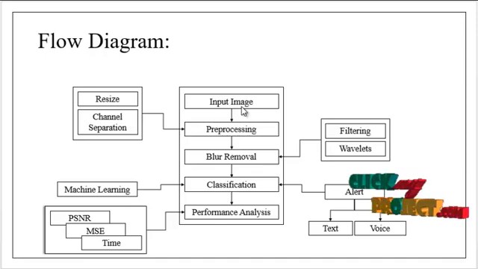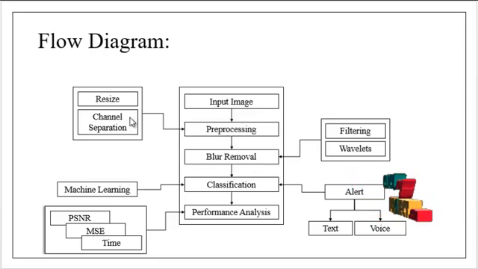At first, the input image is taken from the dataset. The dataset consists of various signboards, which are RGB images. We have to select any one image from the dataset. After the selection of the image, the pre-processing will be carried out. In this pre-processing, we have two stages: one is image resize, and the other is channel separation.